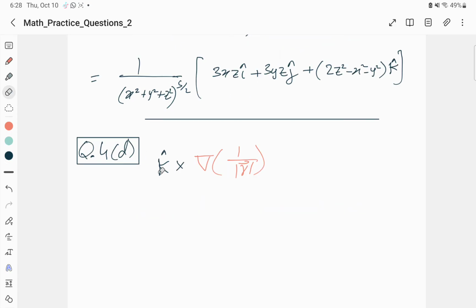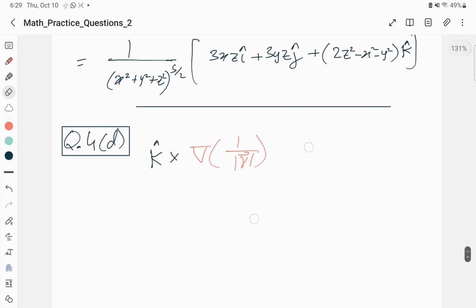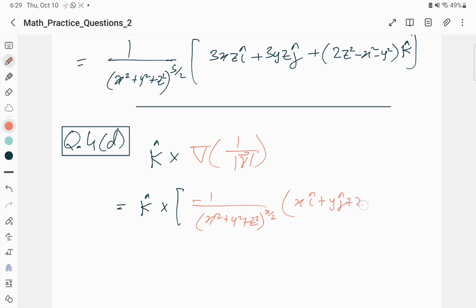In part 4 we are looking for the solution of this part, and this was already calculated in part A. So this will be k unit vector cross product, and the answer of this was, let's just write that, it was negative 1 over x square plus y square plus z square to power 3 by 2, and here we had xi plus yj plus zk.